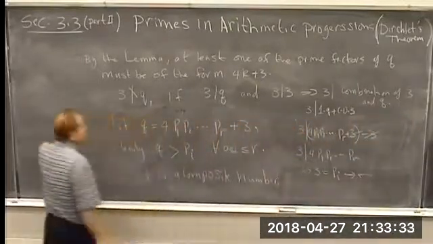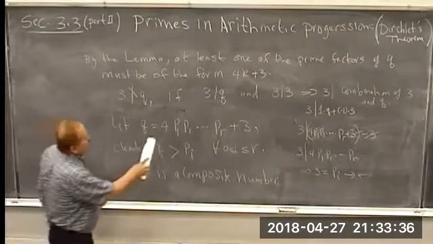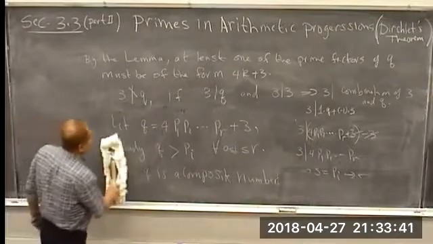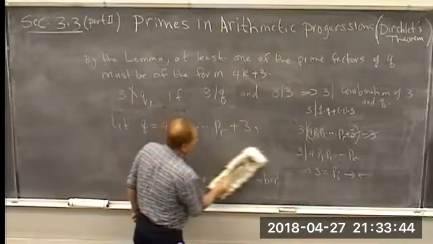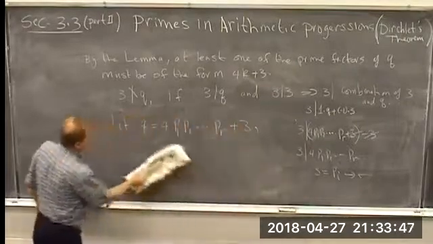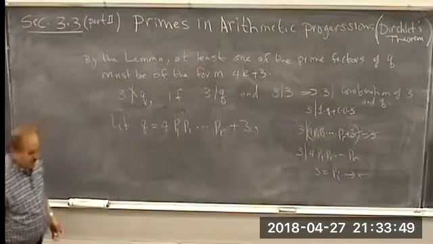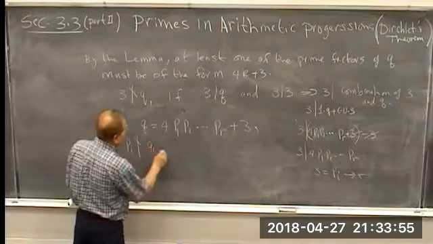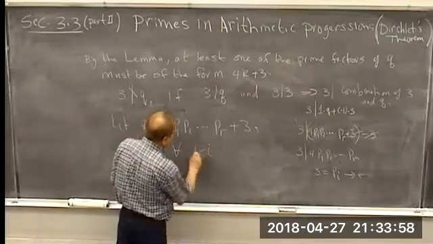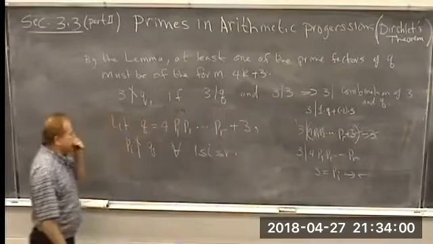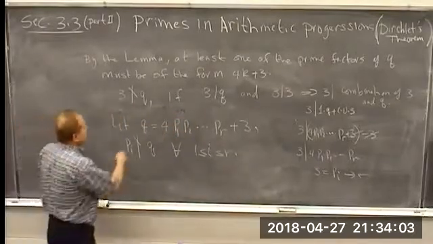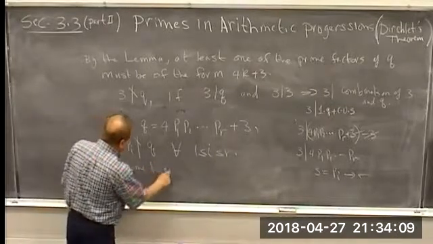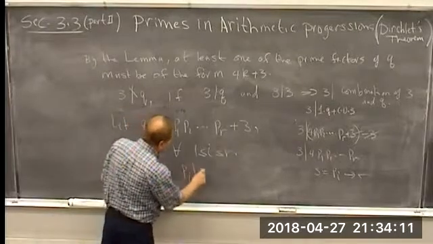Similarly, none of these primes divides the Q. Okay, so here's the other case that leads to a contradiction. So we have p sub i does not divide the Q for every i between 1 and r. Well, let's assume that p sub i divides the Q for some i.